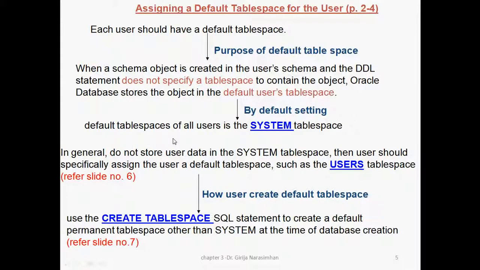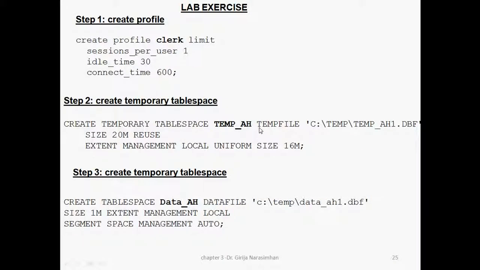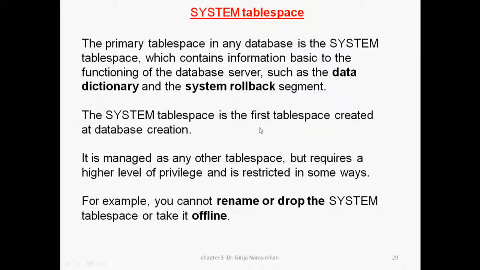By default, the default tablespace for all users is the SYSTEM tablespace. What is SYSTEM? I will go and check the SYSTEM tablespace. The SYSTEM tablespace is the primary tablespace in any database, which contains information basic to the functioning of the database server, such as the data dictionary and system rollback segments. The SYSTEM tablespace is the first tablespace created at database creation. Each and every database should have one SYSTEM tablespace.